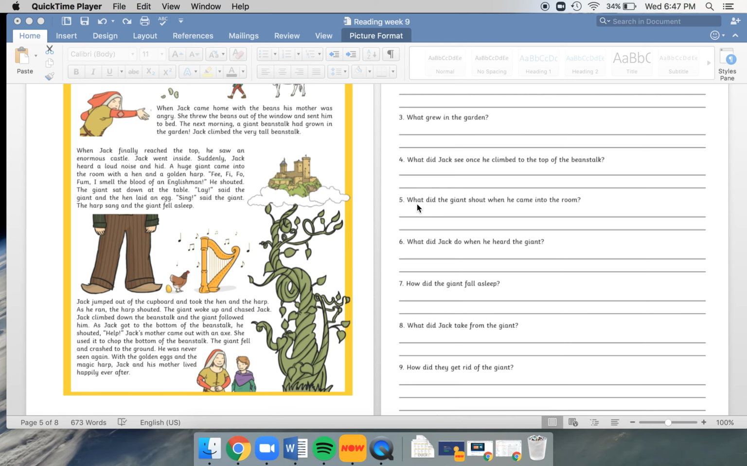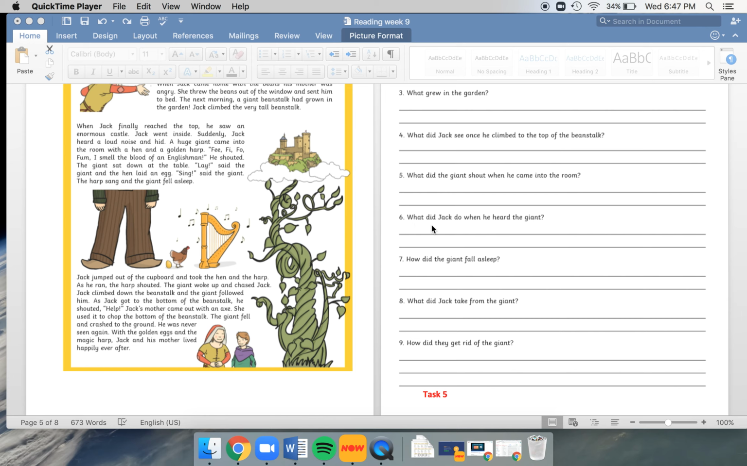Right, question 5. What did the giant shout when he came into the room? So have a think. What could the key word in this question be? What did the giant shout when he came into the room? All right, and then have a look. Make sure that you use as much information as possible, okay? You can't just write one word, okay? You've got 2 lines to write on.